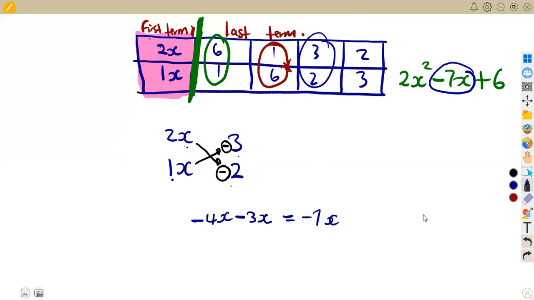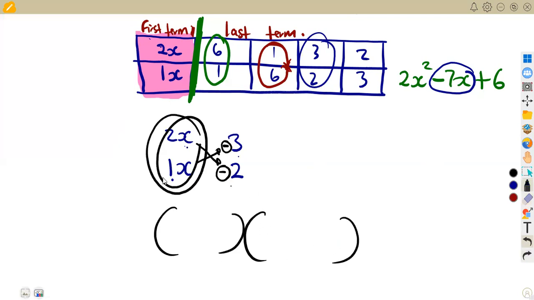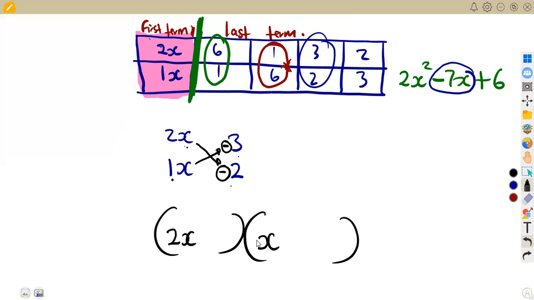So how are we going to use it now to factorize? Since it gives us exactly what we have on the middle term, we are going to factorize it completely like this. The ones that carry x, you put them in the first bracket: 2x here, x here. This is supposed to be 1x.